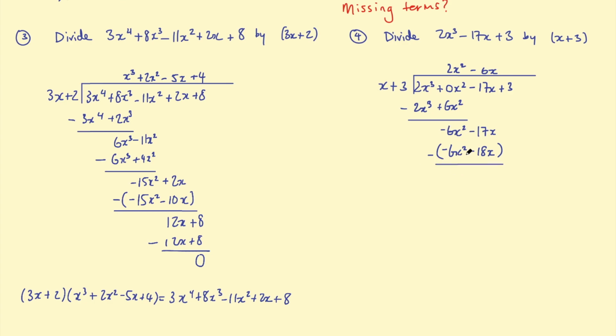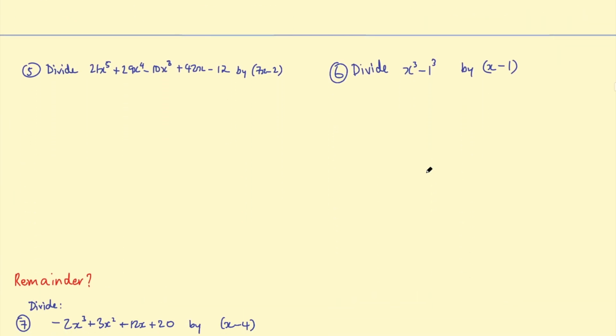Negative 6x squared plus 6x squared is 0. Negative 17x plus 18x is x. Carry down the next term in the dividend. x divided by x is plus 1. Multiply those. 1 times x plus 3 is x plus 3. Subtract those, and then we get 0 in the constants column, and we are done. So then we can write that x plus 3 multiplied by 2x squared take 6x plus 1 is equal to our cubic. Alright, so that's how we're dealing with missing terms.